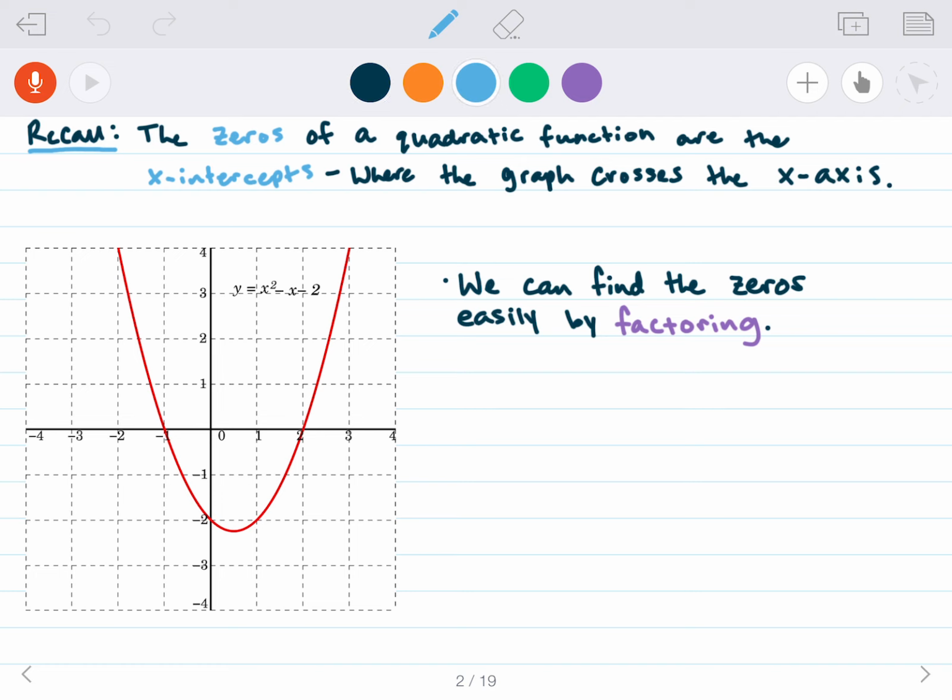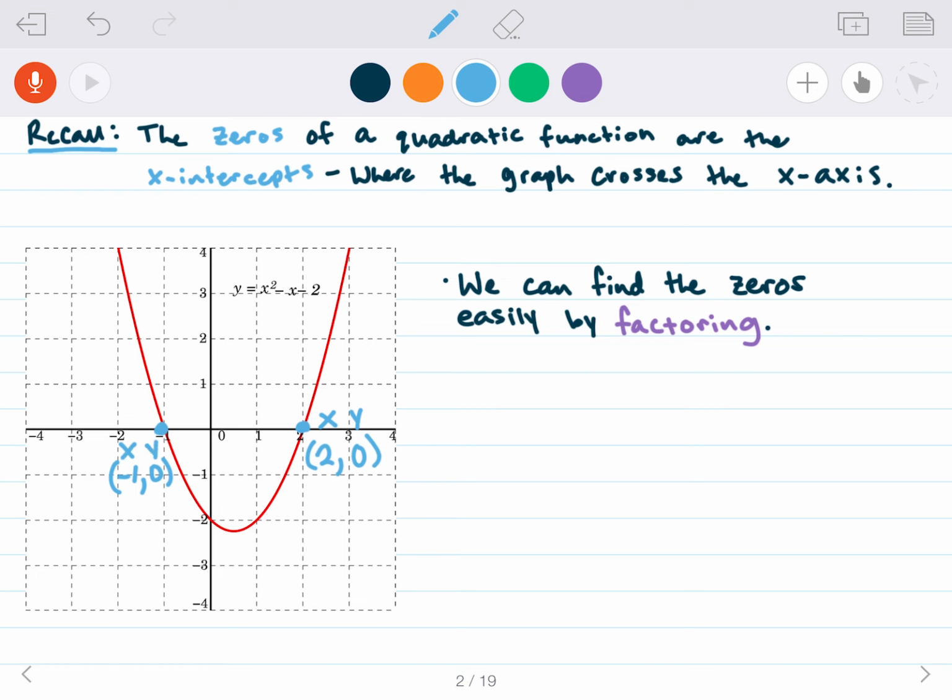So in this picture here we can see our zeros are at -1 and 2. Our zeros occur when y is equal to 0 because we don't have any vertical component here. So my zero right here is going to be x equals 2, y equals 0, and on the left side x is equal to -1 and y is equal to 0.